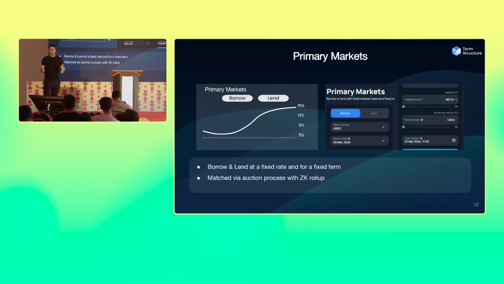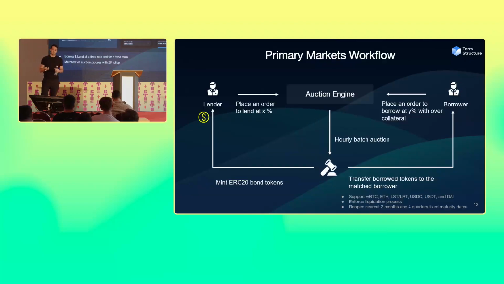And the way people are going to get matched is via an auction process with the ZK rollup. So the workflow is very simple. Lender places an order to lend at X%, borrower to borrow at Y%. They get matched, and then the lender receives an ERC20 fixed income bond-like token. And so then the question becomes, what can you do with this bond-like token?